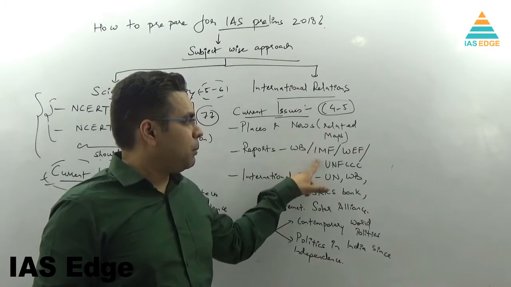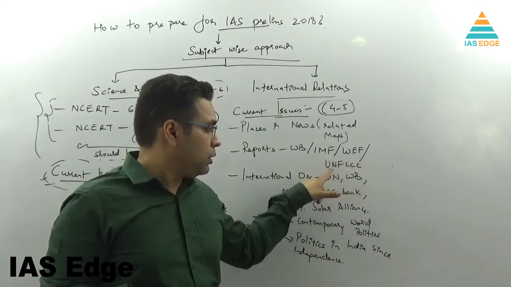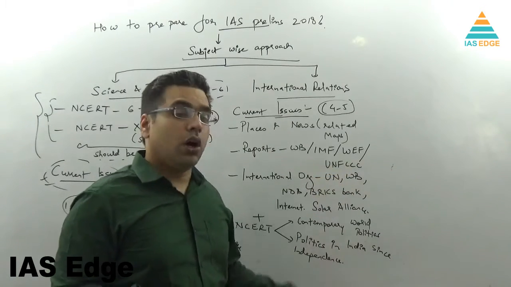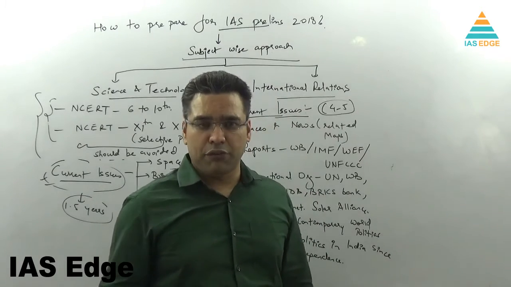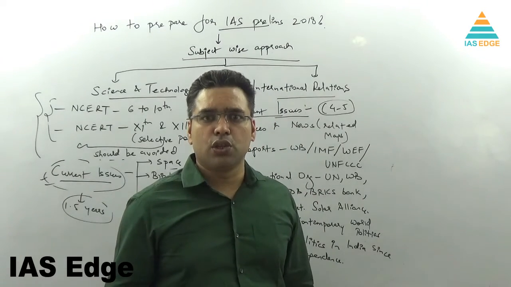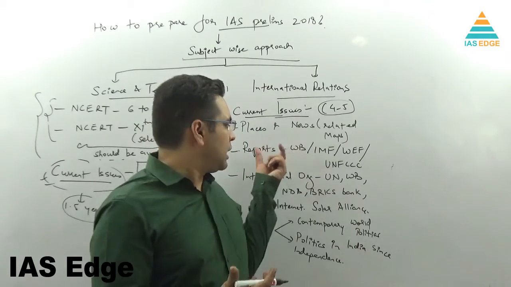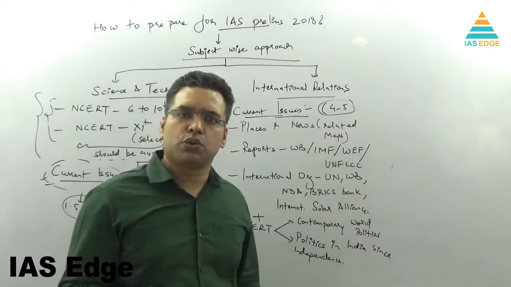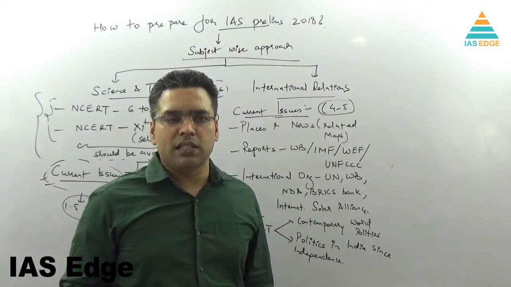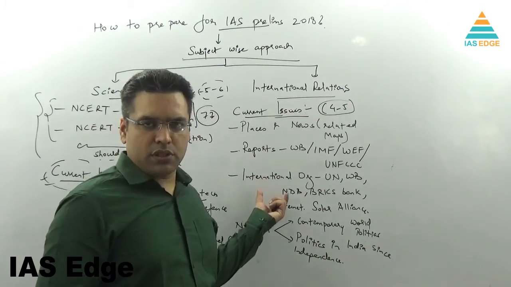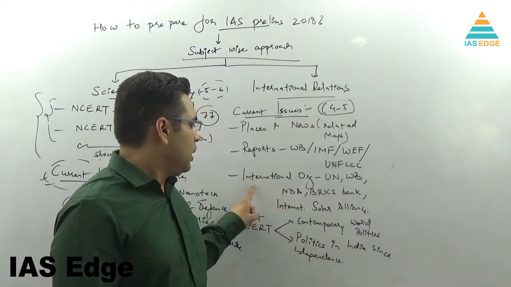Reports of the World Bank, IMF, World Economic Forum, United Nations, UNFCCC, that is for climate change, or maybe the World Wildlife Fund or any kind of new international NGOs, or Amnesty International or Greenpeace. All these come with reports and they are also in the news. So you also need to understand what these organizations are. If you make a list of these organizations and their reports, the number will be large, but you will be able to do that in a limited span of time.